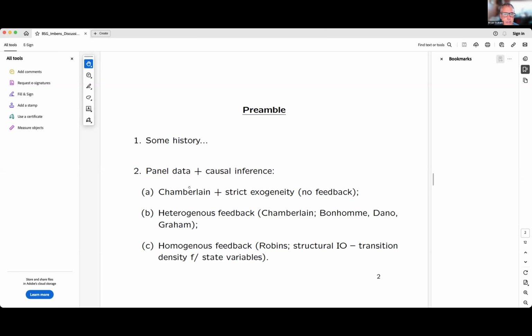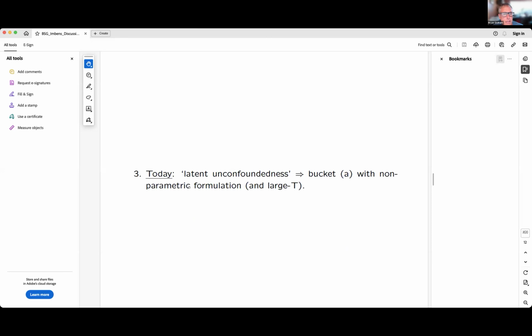There's the world of strict exogeneity that Chamberlain articulated in his early work. Later in his career, he explored richer models that allowed for more heterogeneous feedback. I'll articulate what I mean by that at the end of the presentation. And then there's the world of what I'll call homogeneous feedback, which appears in the causal inference literature, most famously in the work of Jamie Robbins, but also shows up in structural I/O and in econometrics. I would say this paper, the latent unconfoundedness assumption, really puts it in bucket A, but with the very important nonparametric formulation of the data generating process.